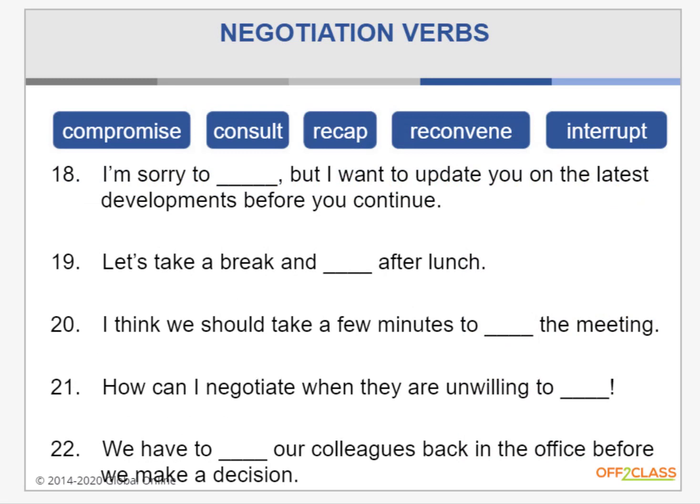All right, I'm going to go through this section real quick to show you some negotiation verbs, adjectives, and nouns. So you have compromise, consult, recap, reconvene, interrupt. Do you know what these words mean first and foremost? If not, we need to address that. But let's try this out. I'm sorry to blank, but I want to update you on the latest developments before you continue. What verb closely represents this context? Is it compromise? I'm sorry to compromise, but I want to update you. Sorry to consult, but I'm sorry to recap, and so on and so forth. Let's take a break and blank after lunch.